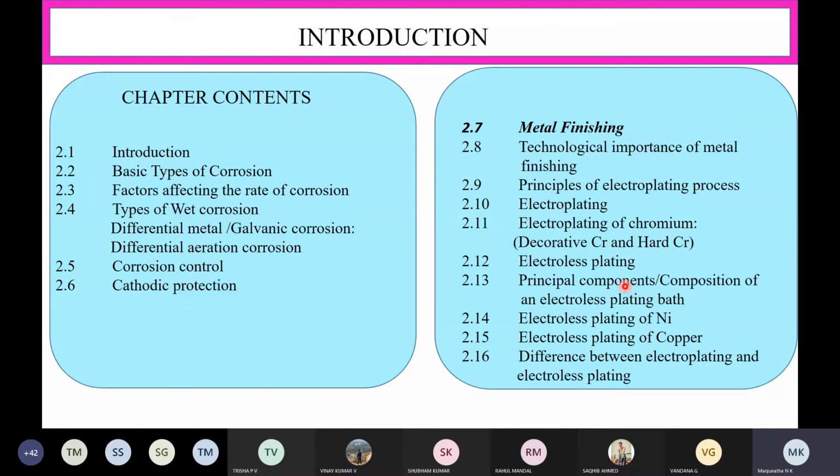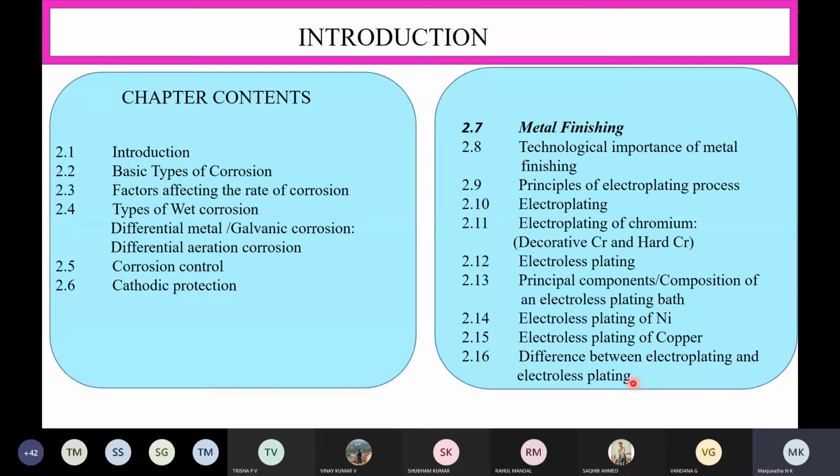After this, we are going to study another type of process used in metal finishing, that is the electroless plating process. In this, first we are going to study the principal components or composition of the electroless plating bath. Next, we are going to study two examples: electroless plating of nickel and electroless plating of copper. At the last, we are going to study the difference between electroplating and electroless plating processes.